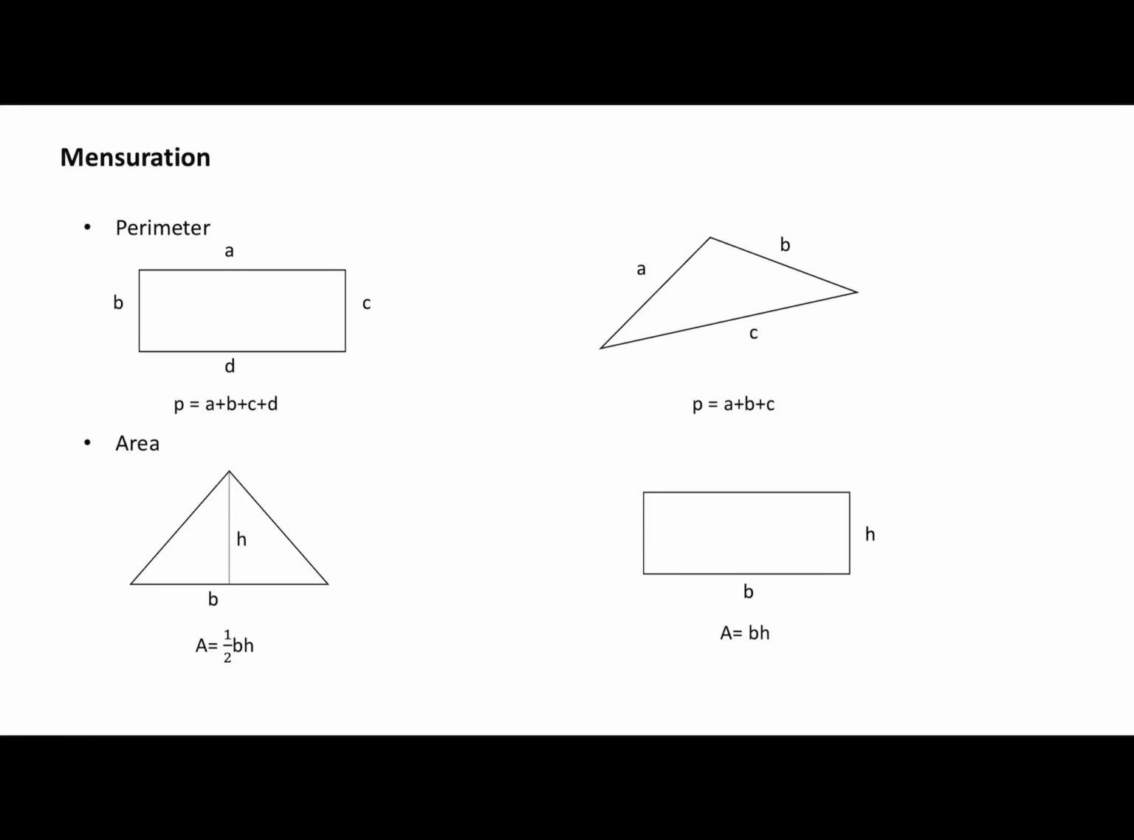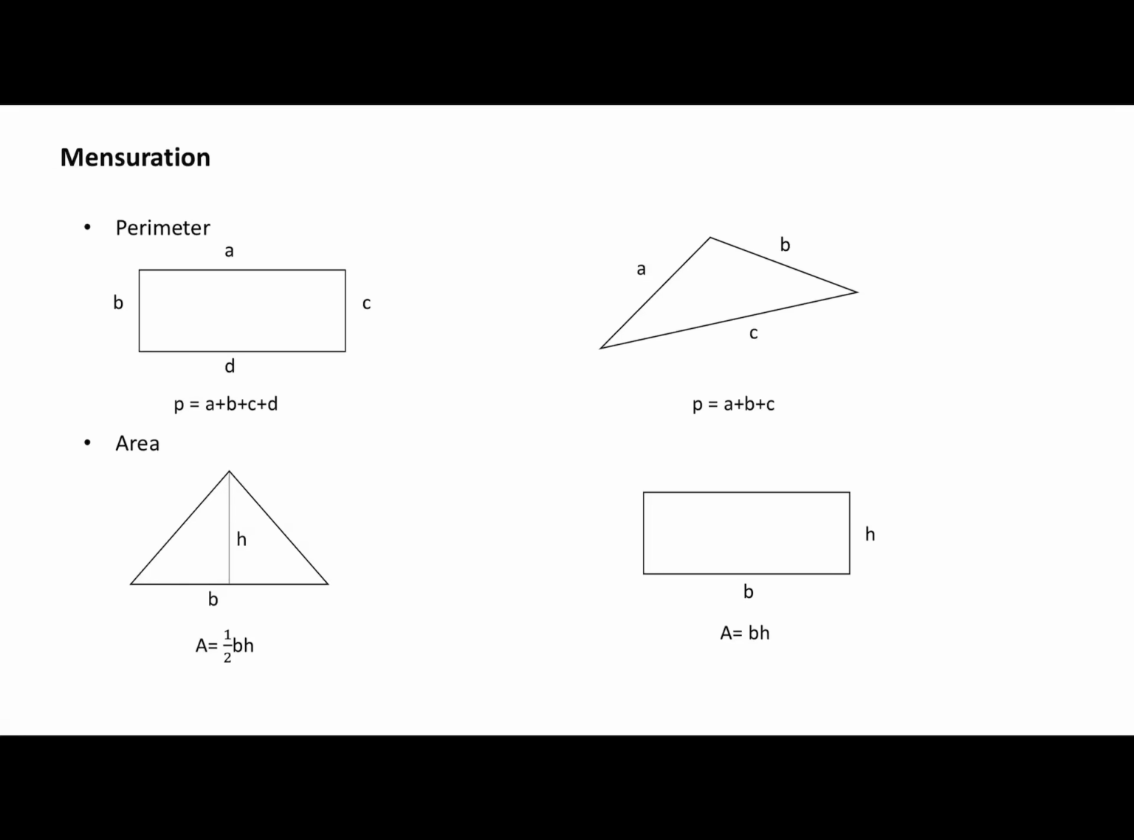This topic is mensuration. Mensuration is a branch of mathematics which deals with the study of different geometrical shapes, their areas and volumes. So, first you're going to learn about perimeter. Perimeter is just the sum of the outside lengths of any shape.